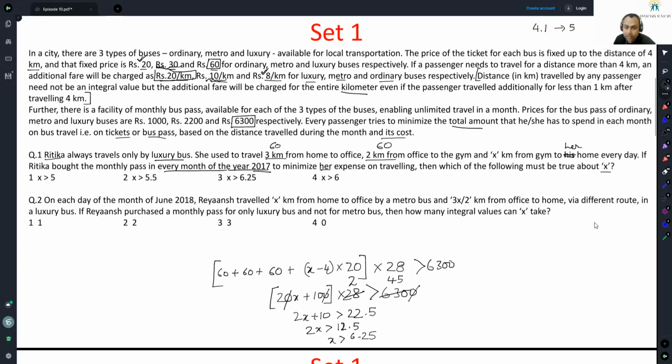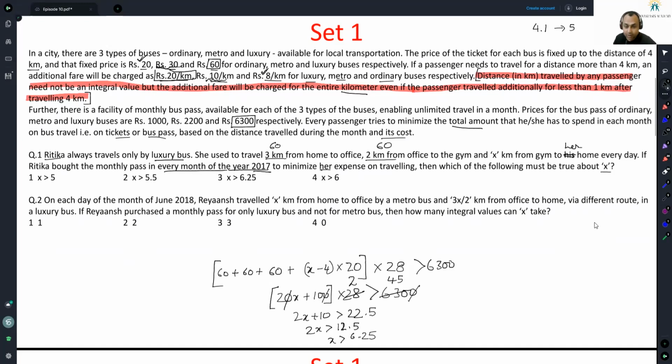6.25. And at this time, brilliant thing that you have to pay attention to, that if you've missed out, you will make a terrible, terrible error. Distance in kilometers traveled by any passenger need not be an integral value, but additional fare will be charged for the entire kilometer, even if the passenger traveled additionally for less than 1 kilometer after traveling 4 kilometers. So if it says 6.25, even if she was traveling 6.13, she has to pay for 7. Even if she was traveling 6.7, she has to pay for the entire 7 kilometers.